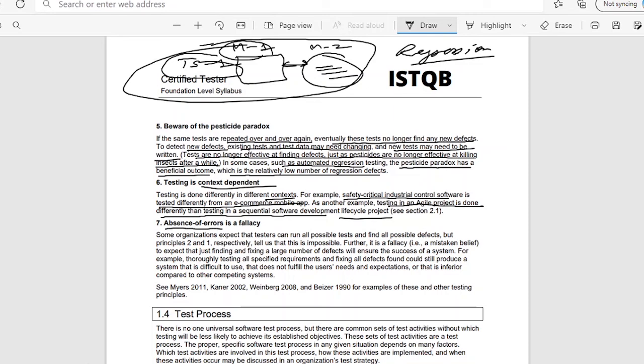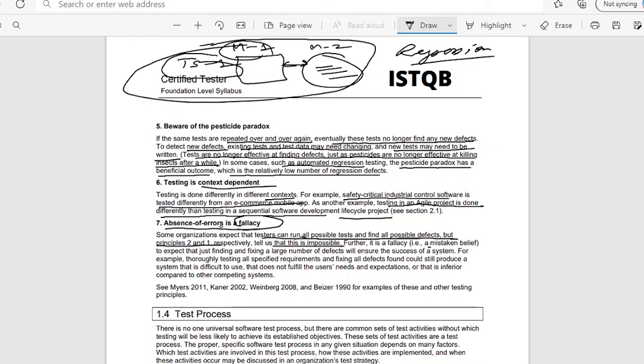Then, absence of error is a fallacy. Fallacy means it's only a myth. If you say that there is no error in the code, it is still possible that your software is not meeting the customer requirement. That is also a kind of error. It is not validated. Some organizations expect that testers can run all possible tests and find all possible defects, but principle 2 and 1 respectively tell us that this is impossible. You can never run all the test cases and you can never find all the defects. This we have seen in principle 1 and 2.